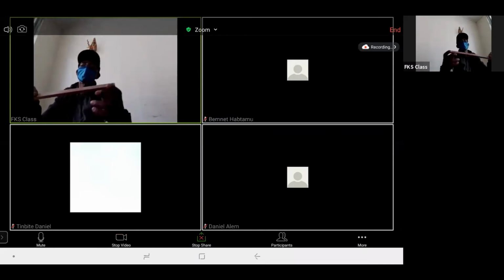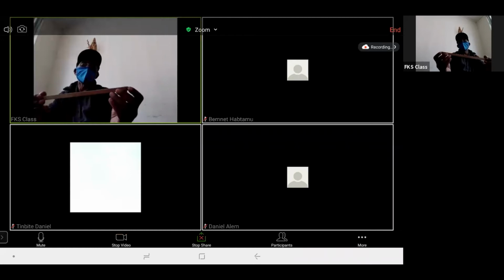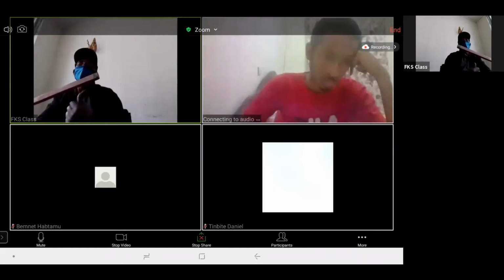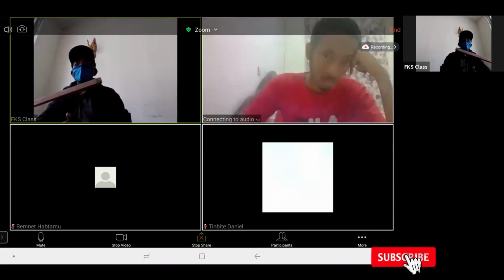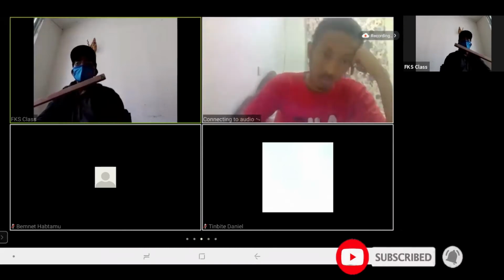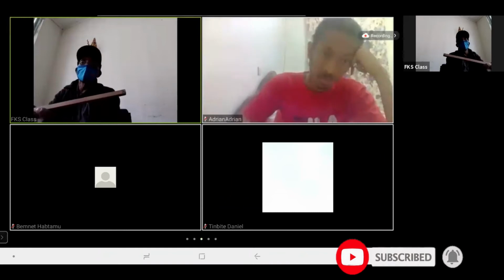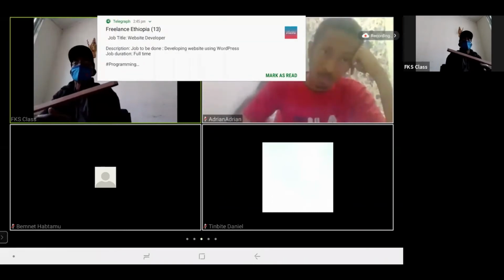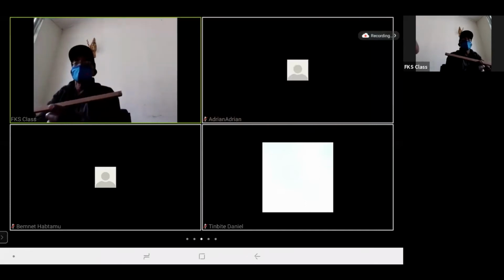Here, this piece of wood, we are going to use it as a vector because current and voltage are going to be treated as vectors.